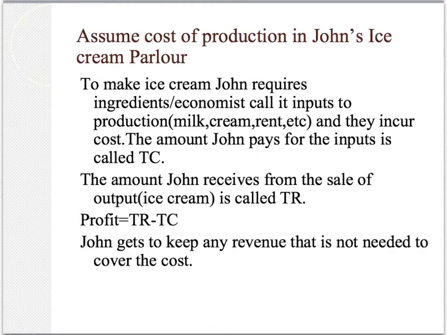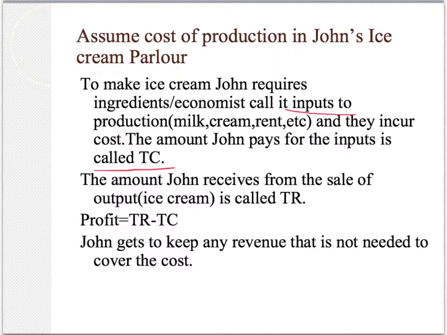Let's take up an example and assume the cost of production in John's ice cream parlor. To make ice cream, John requires ingredients, which economists call inputs to production, such as milk, cream, rent, etc. And they incur cost. The amount John pays for the input is called total cost.